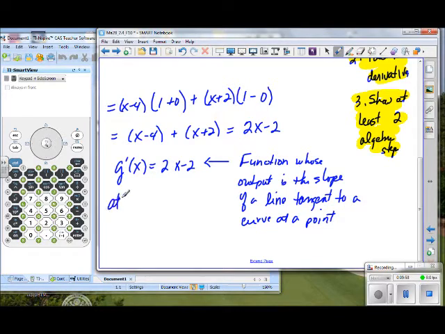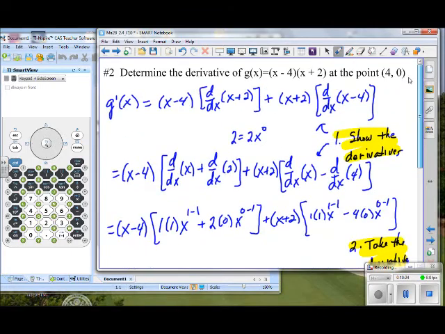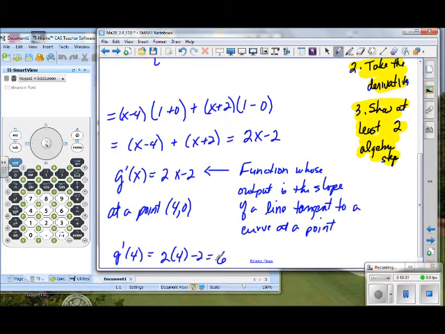We want to know what is this at a point, or at the point, 4, 0. So we have the derivative at 4, and this would be 2 times 4 minus 2. 2 times 4 is 8, minus 2 is 6. So the slope of the tangent line at the point 4, 0 on our curve, on our graph of x minus 4, the quantity, times x plus 2, would in fact be 6.